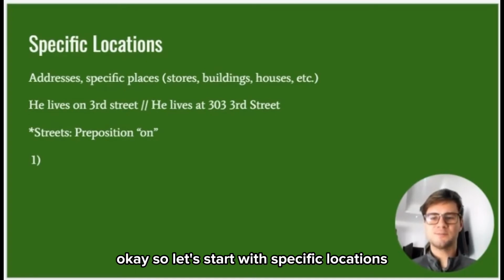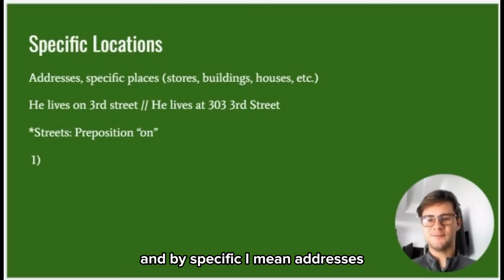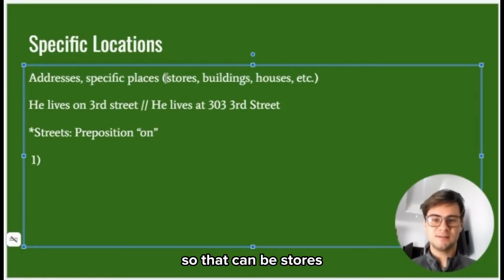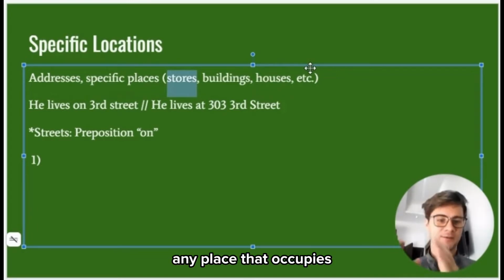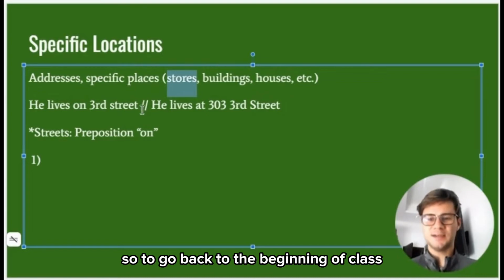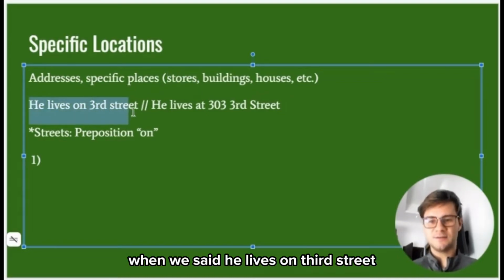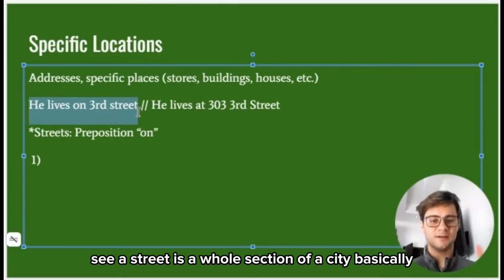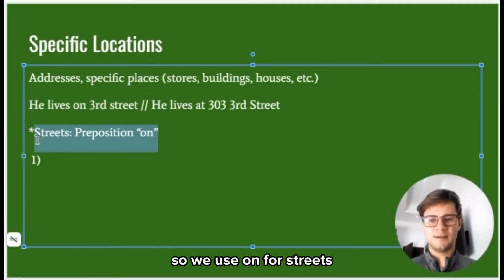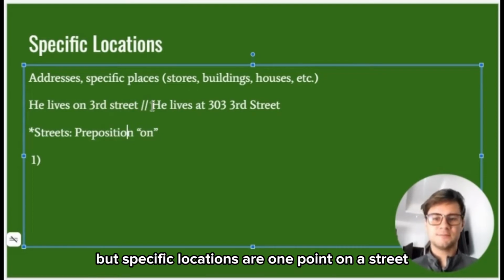Okay, so let's start with specific locations. And by specific, I mean addresses and specific places. So that could be stores, buildings, houses, any place that occupies one spot on a street. So to go back to the beginning of class when we said he lives on 3rd Street, see, a street is a whole section of a city, basically. It has many specific locations. So we use on for streets, but specific locations are one point on a street.